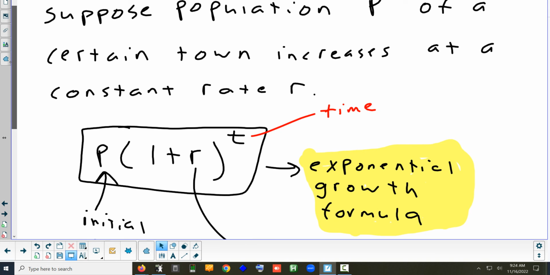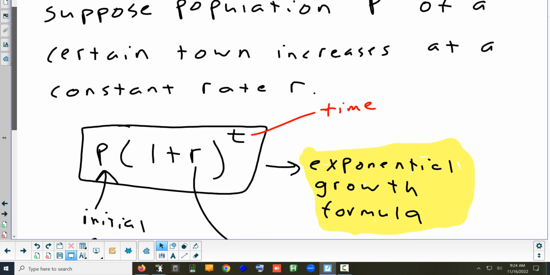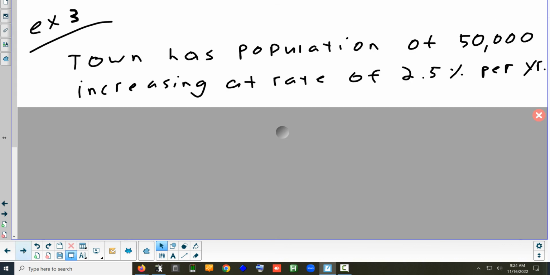So there's no question there yet. That's just a formula. We're going to do a population question right now. So in our town, we're starting with 50,000 people, and it's increasing at a rate of 2.5%.